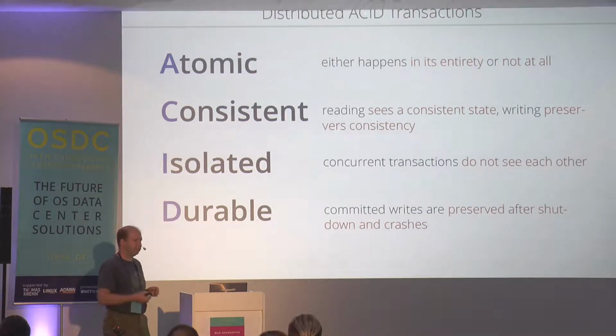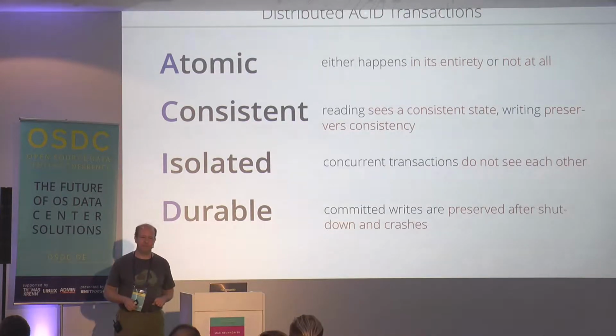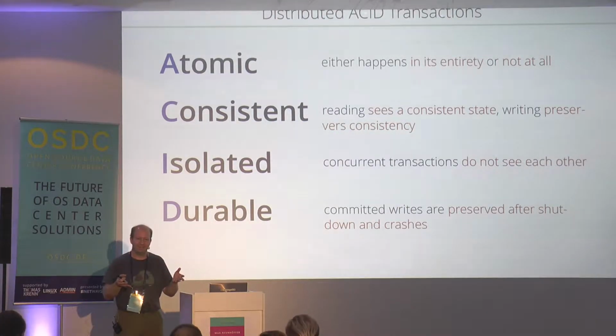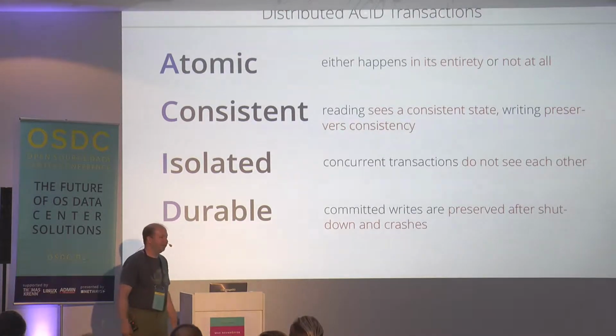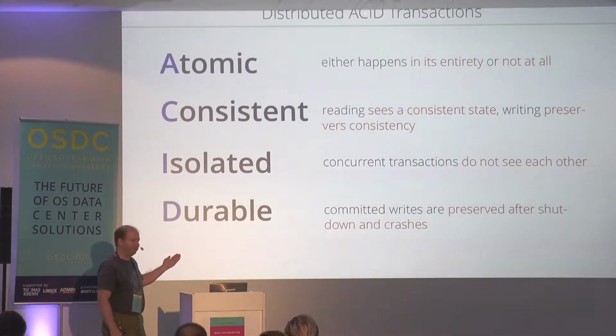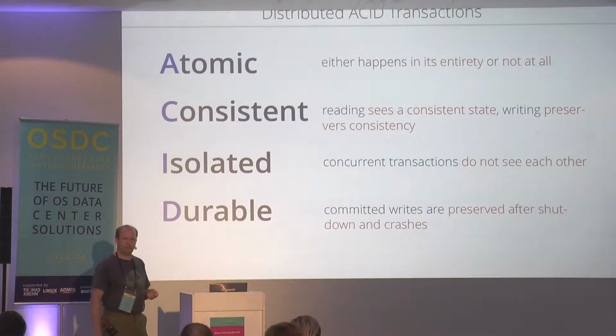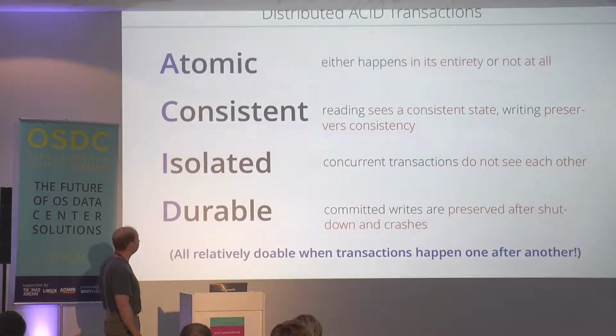And of course, you want durability: if the database says, yes, I've written it, you want it to have been written. And if you go back to see if the data is there, the answer is yes, it's there. That is what you want. It's rather obvious. However, in a distributed setting, it's much harder to achieve all this than on a single server. Why is that?